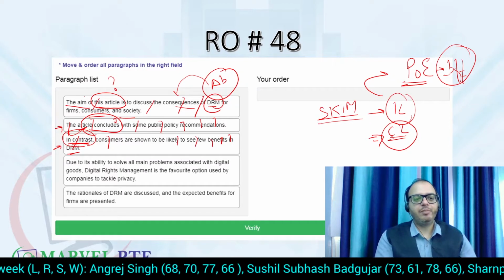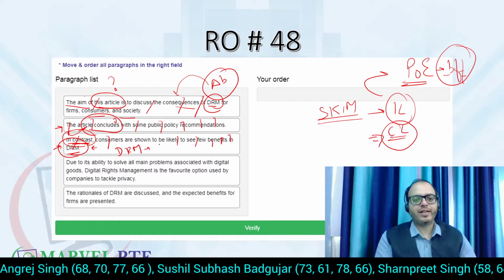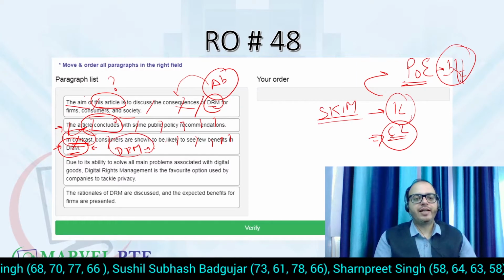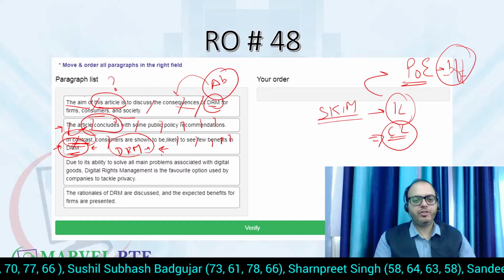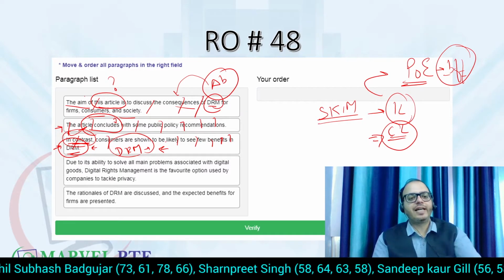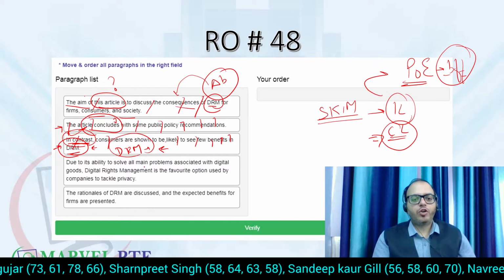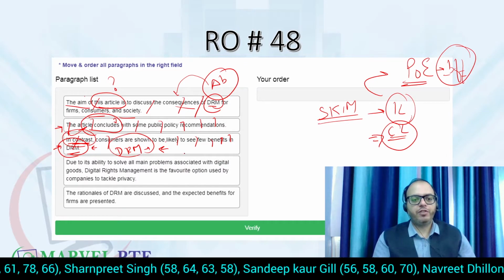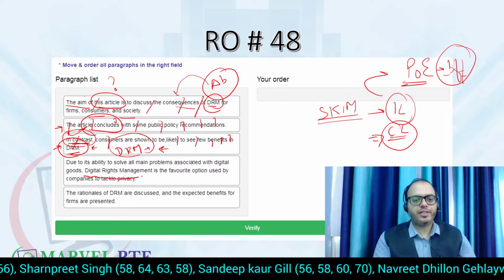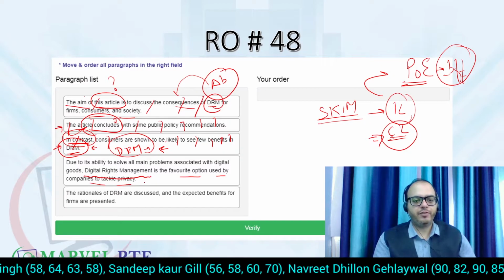And using the same AB strategy, the abbreviation strategy, DRM is given, so this cannot be your independent line, because if the abbreviation is given, then the expanded form is going to be in a line above these lines, where the short form is being used. Due to its ability to solve all main problems associated with digital goods, digital rights management is the favorite option used by companies to tackle privacy.